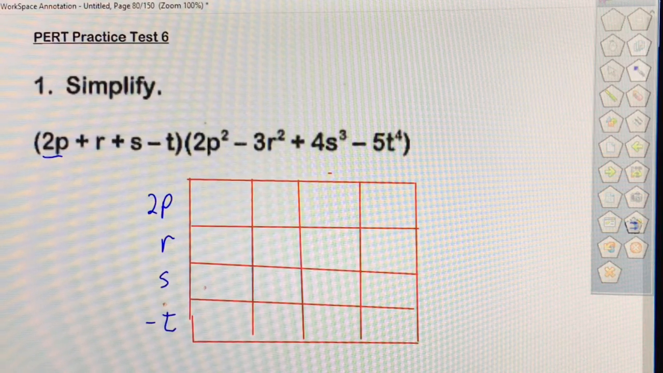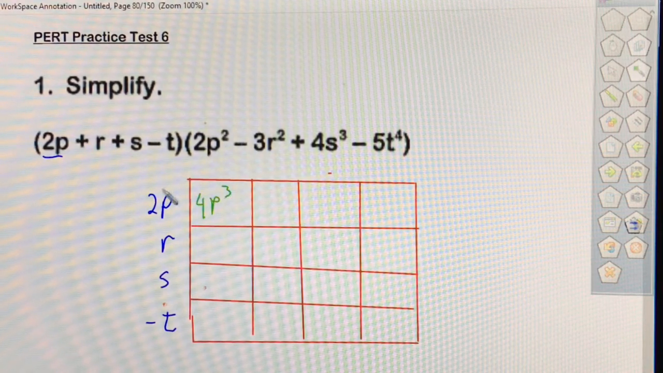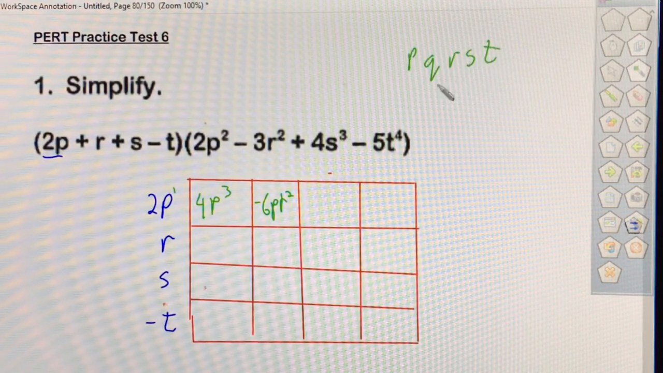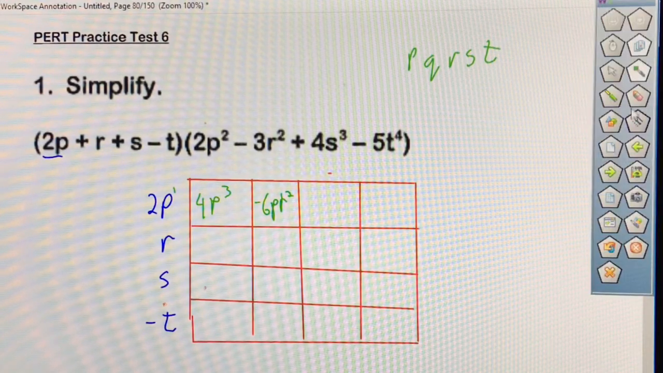2p times 2p squared is going to give me a positive 4p to the third power, because this exponent plus this exponent is 3. 2p times negative 3r squared is going to give me negative 6pr squared. I think I want to do alphabetical order: P, Q, R, S, T. When I lay down the equations, I want to put them in alphabetical order.